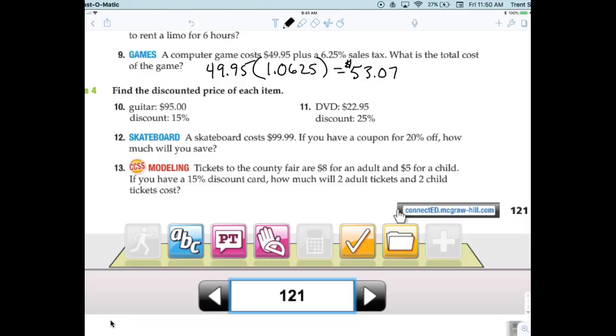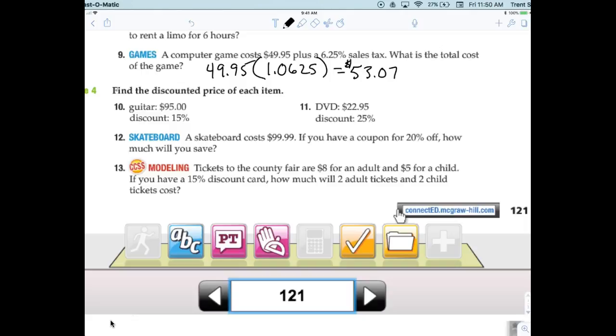So 6.25. How did you get the 1.0? 100% represents the number 1. So 1 plus 0.0625. You hear me or not? Come on, Vivian, let me explain. You hear me? You pay 100% plus you pay 6.25%. Does that make any sense?